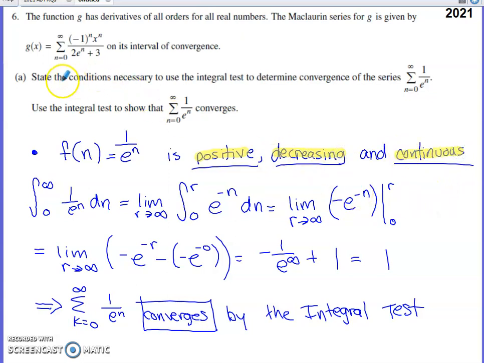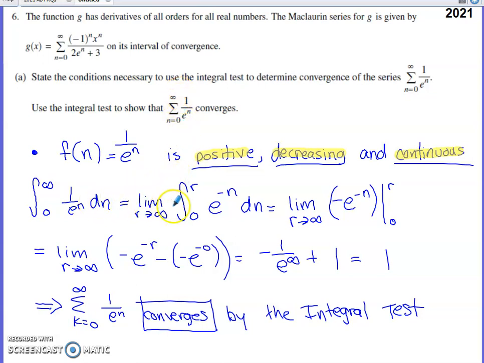It doesn't actually ask us to show that this function, 1 over e to the n, is these things. It just asks us to state the conditions necessary to determine the convergence or divergence of this. And we've done just that with that top line. And then if we want to dive into the integral test to show that this converges, we're going to have to check an integral ranging from where the index for the series begins onward to infinity.